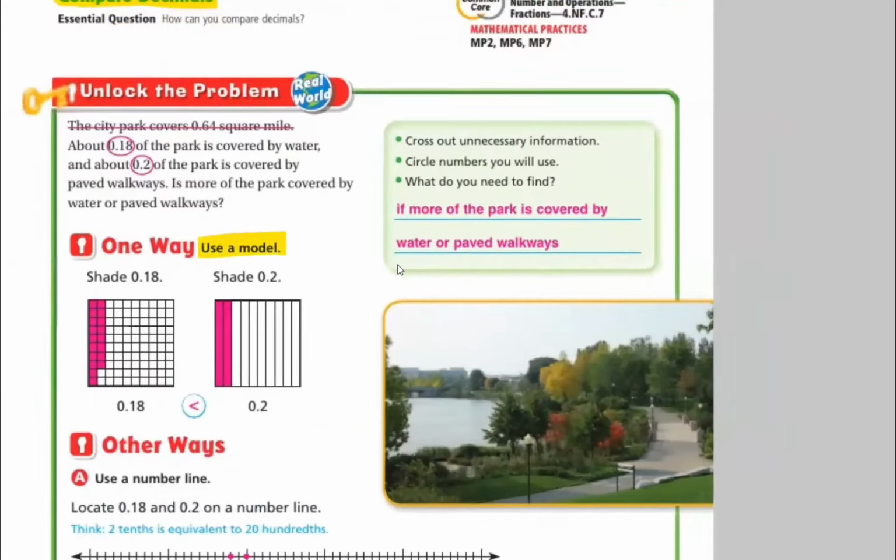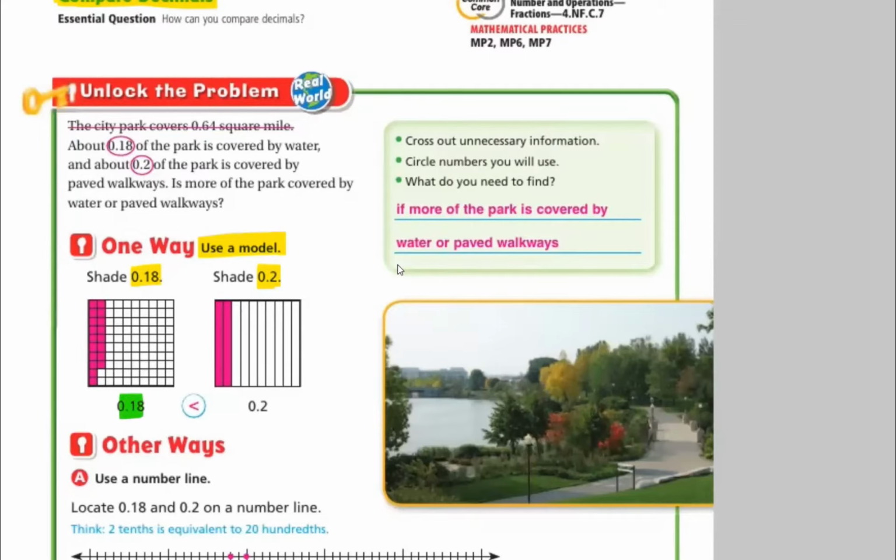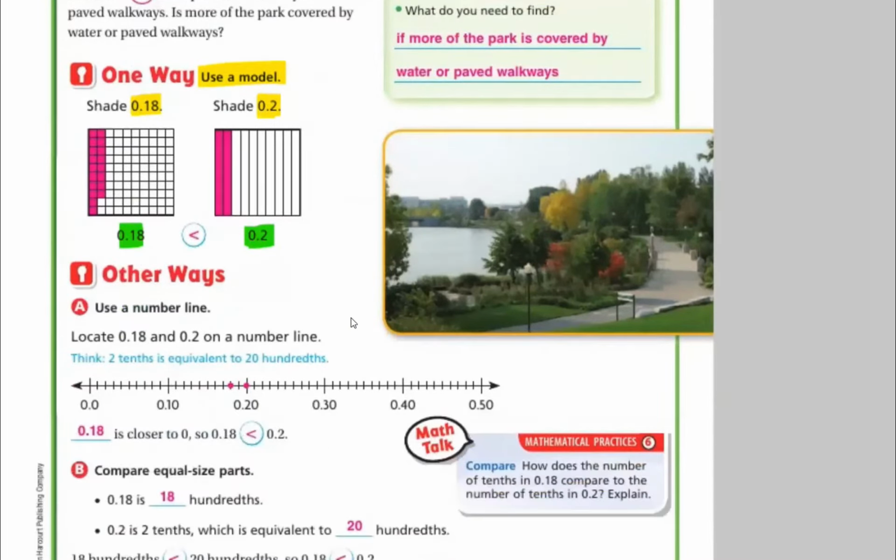Let's use a model to compare 0.18 and 0.2. As you see here, we have two shaded parts for 0.18 and 0.2. Of course, 0.2 is greater than 0.18 because 0.2 has two completed columns. So 0.18 is less than 0.2 using a model. We have another way, so let's use the number line.